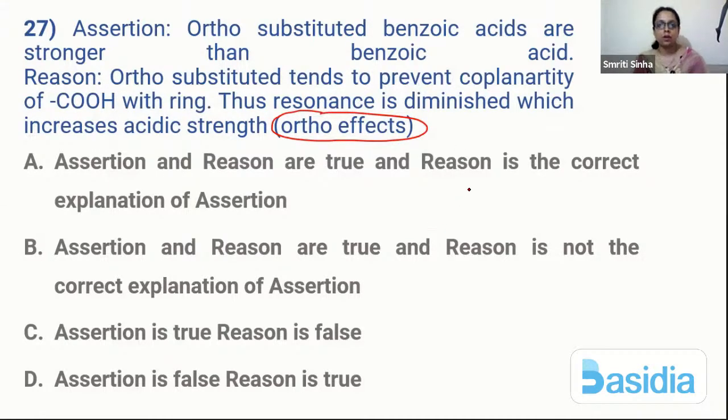Actually, ortho effect, what is that? Ortho effect says that if you have any ortho group present, due to the steric problem, the CO2H group will lose its planarity, means it will not be in plane with the benzene. So resonance will decrease and therefore it can donate its H plus easily, and therefore it will be a stronger acid. This is called the ortho effect. So your assertion and reason are both correct. Reason is the correct explanation for assertion and option A is correct.